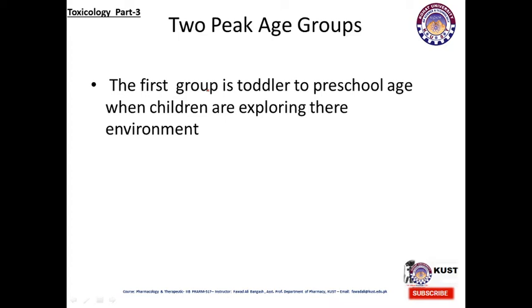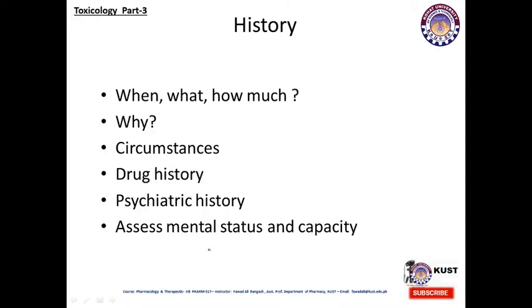History: when, what, how much, why, and circumstances. When did you take it, what are the situations, how much, why. Drug history is also important. Psychiatric history is very important, whether they take psychiatric drugs or not. Assess mental status and capacity.